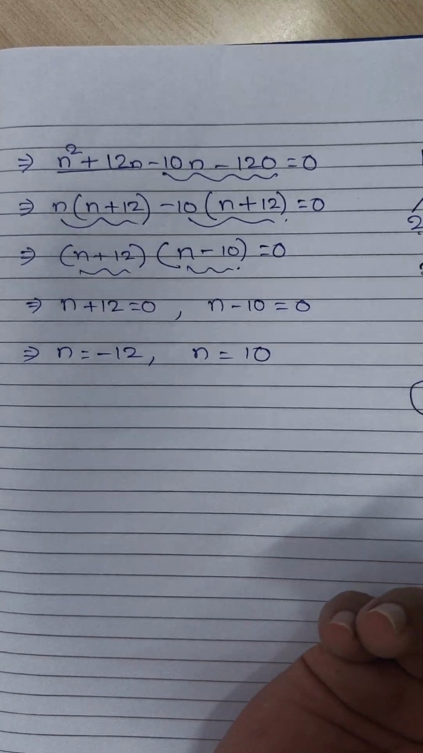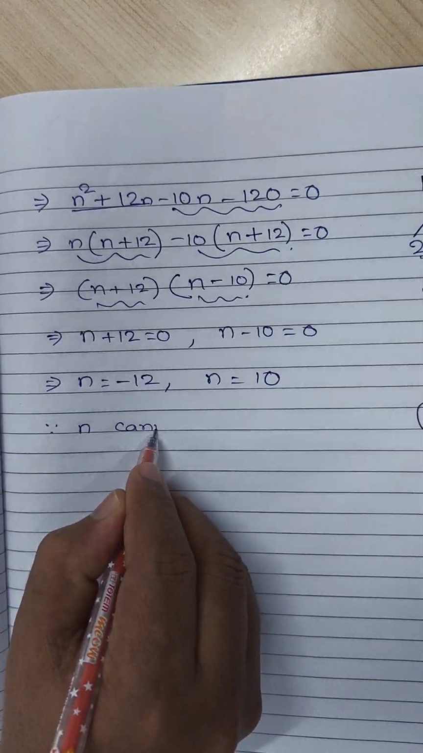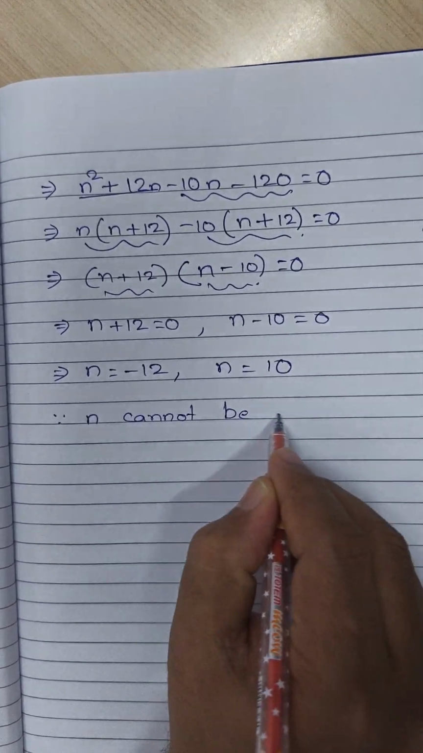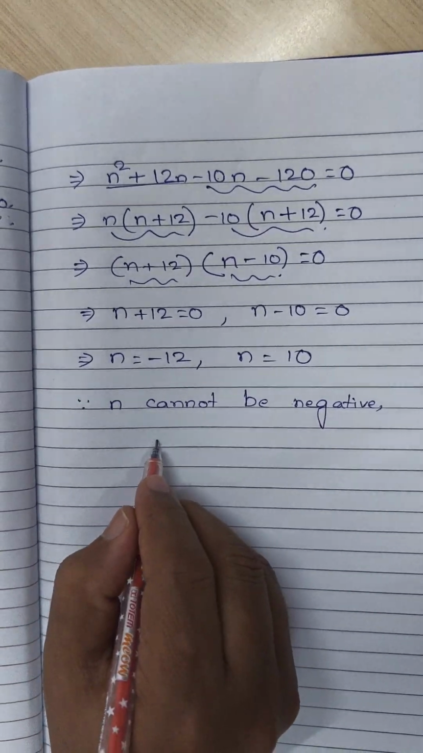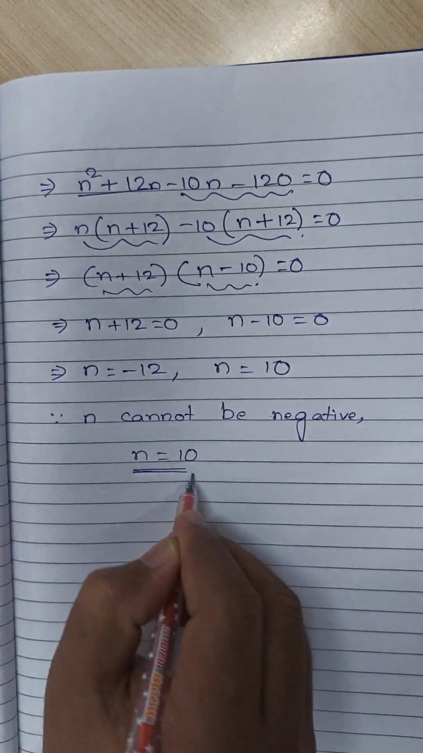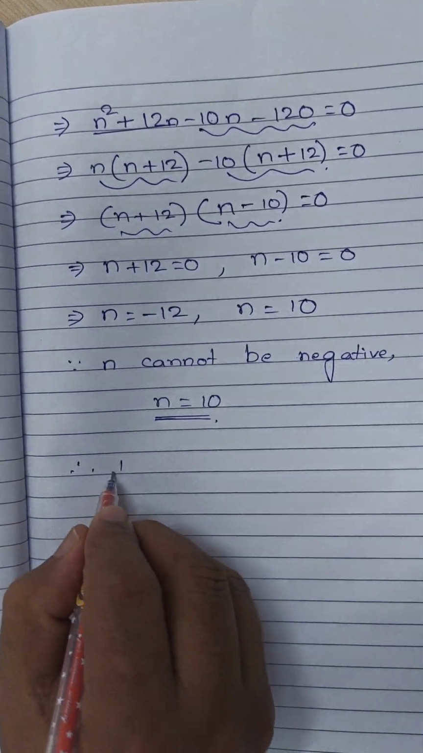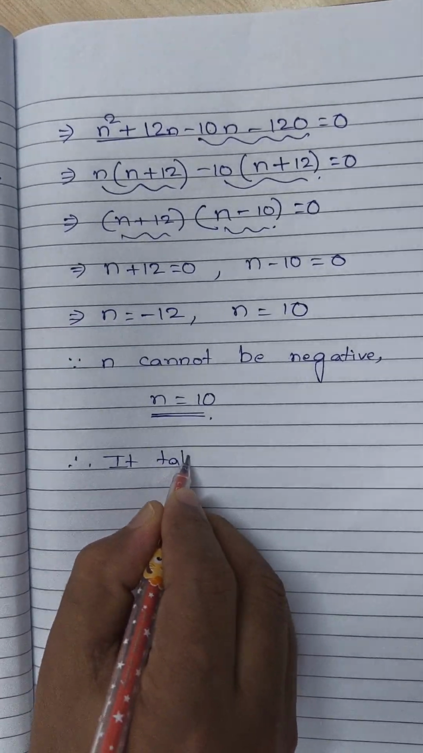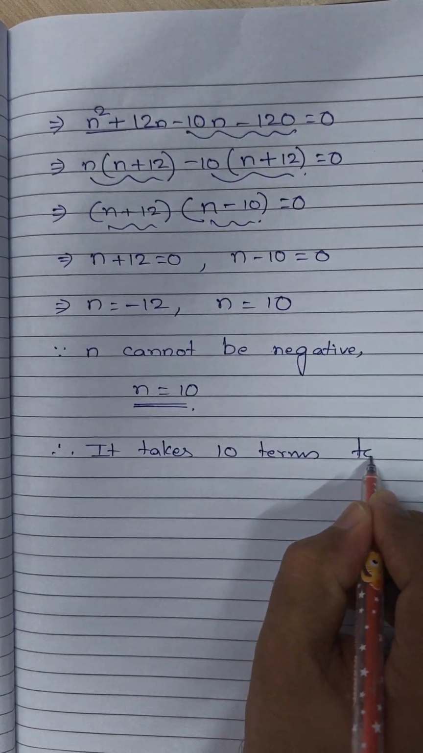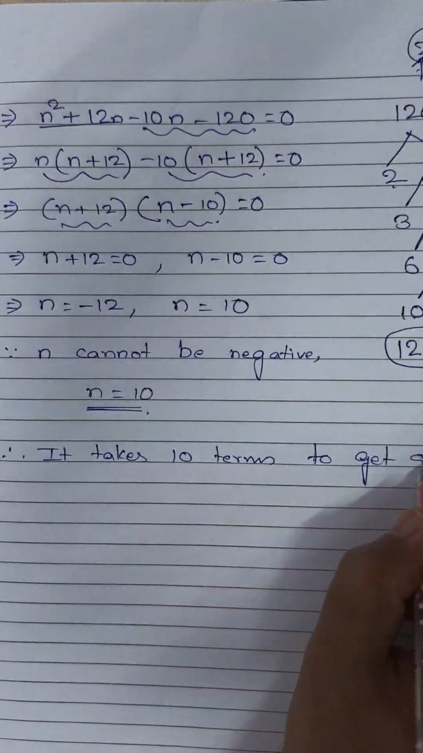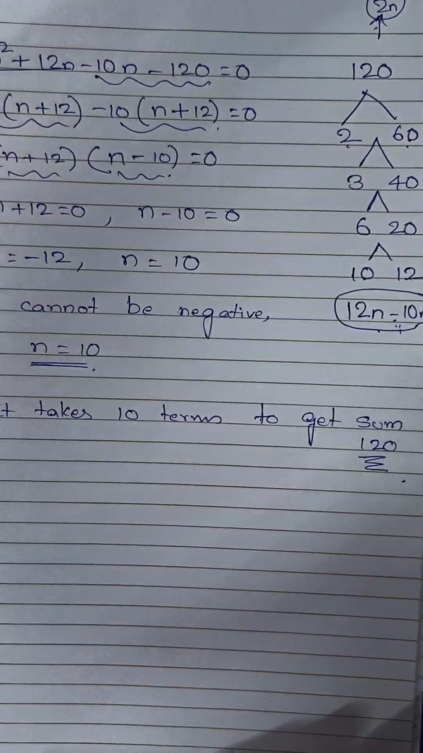n means what? Number of terms. So since n cannot be negative, n is equal to 10. So what is the conclusion? Therefore it takes 10 terms to get a sum of 120. This is the conclusion you have to write.